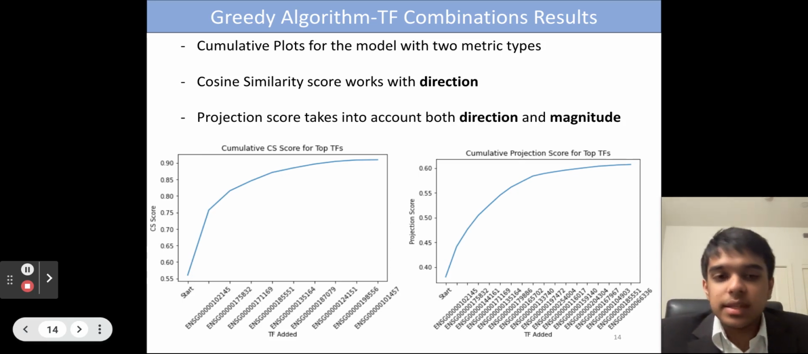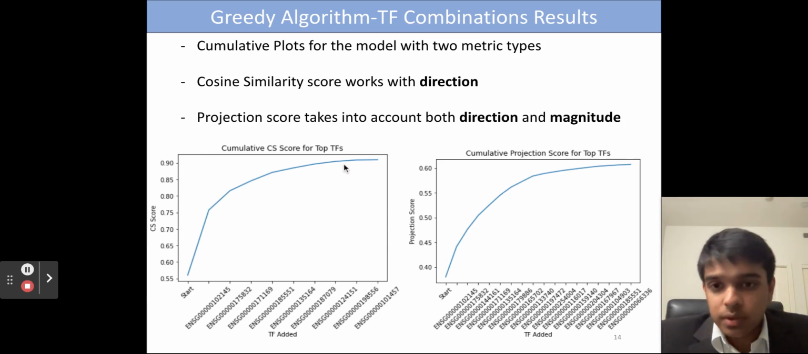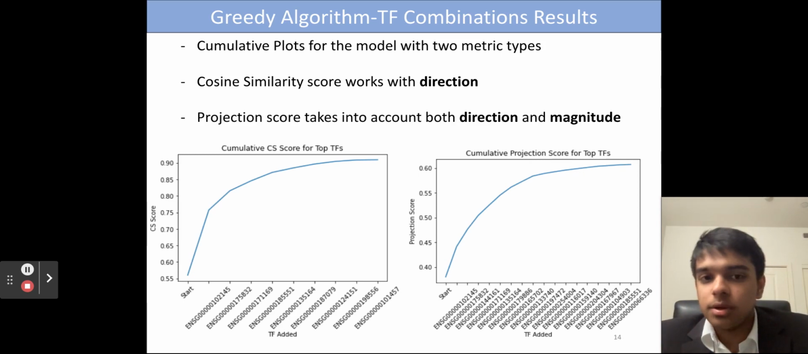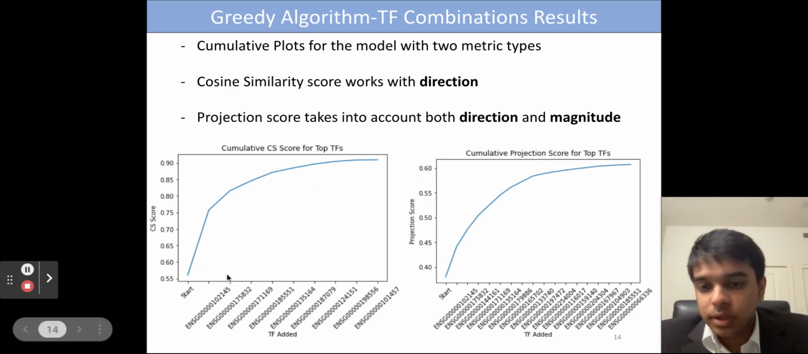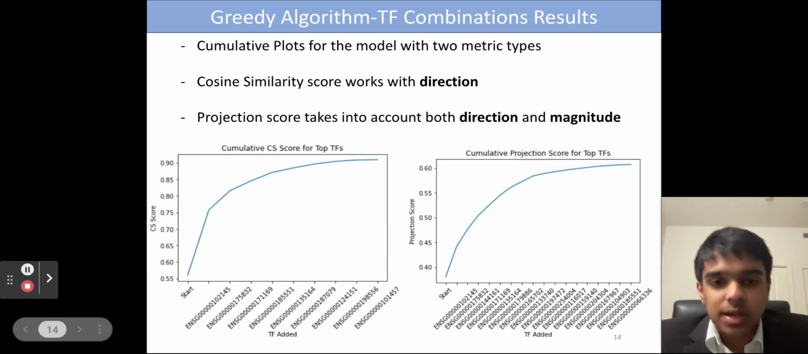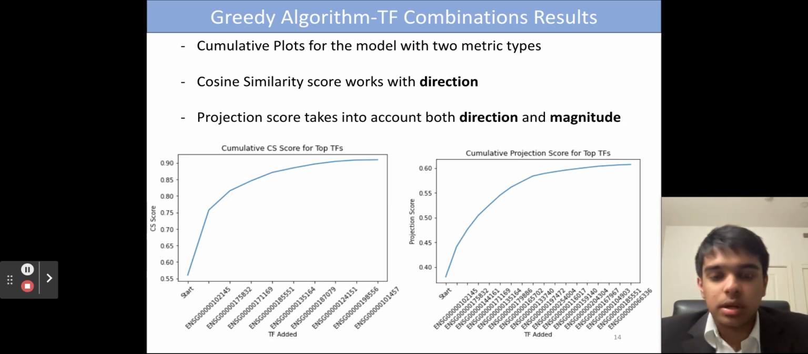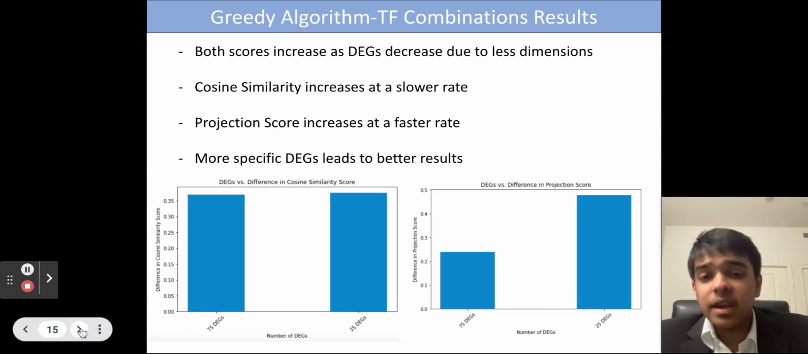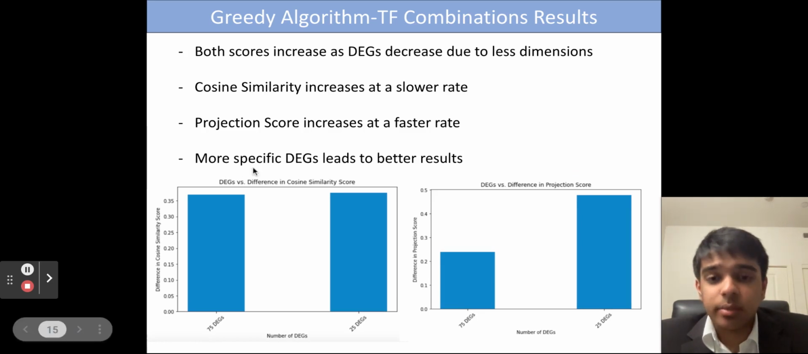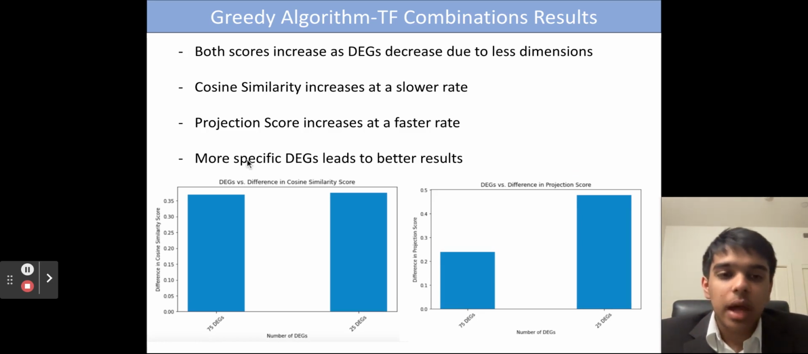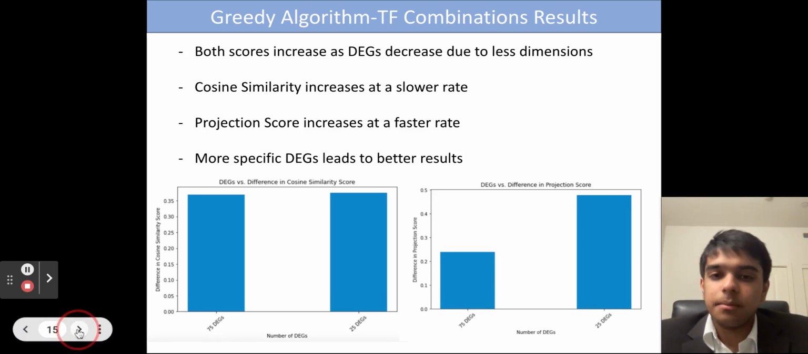And here you can see that we have another score that we use. So other than the cosine similarity, we had a projection score, which takes into account both direction and magnitude, which can be very useful for this problem. And the cumulative scores show that the first few transcription factors added the most to the model. So GATA1, all these top transcription factors in cellular differentiation and oncogene pathways added the most. And in terms of DEGs, the cosine similarity score is definitely much more reliable than the projection score, as it doesn't vary as much with the DEGs varying.